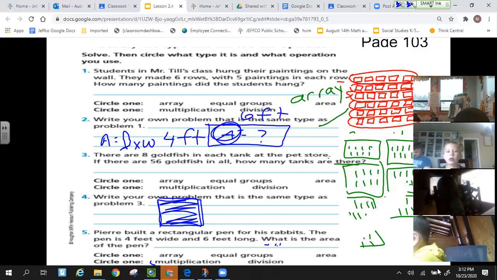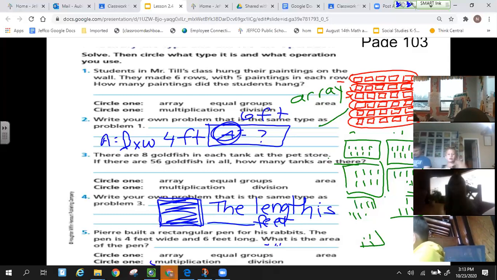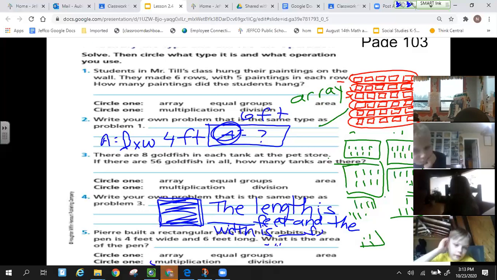It could be like a tree. So decide what you want it to be, and then you could say, I built a, and the length was 6 feet and the width was 2 feet. What is the area? So basically you want to have the length is blank feet, and the width is blank feet. If you guys are confused on this, just say, I want to carpet my bedroom.